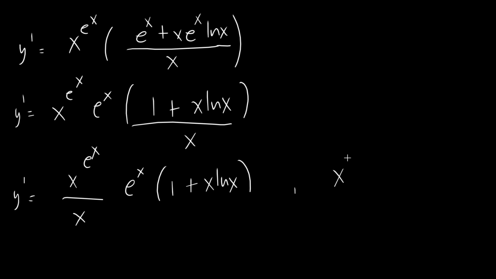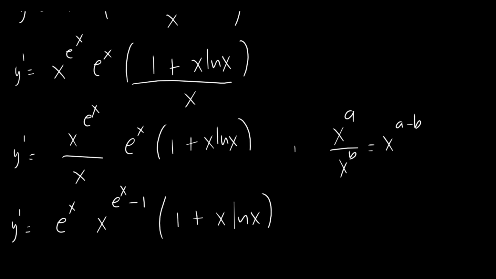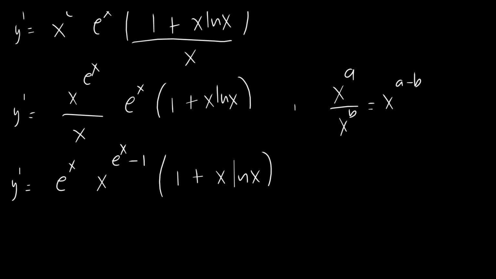For this one, x raised to a all over x raised to b is equal to x raised to a minus b. So we have y prime equals e^x times x raised to (e^x minus 1) times (1 plus x ln x). This will now be our final answer.